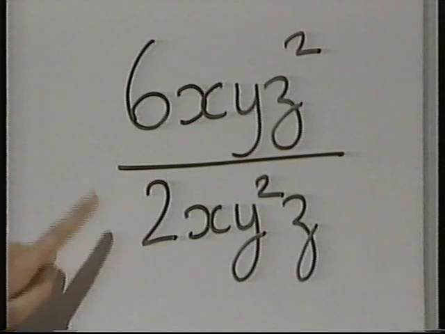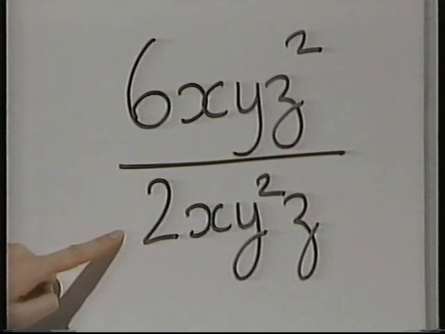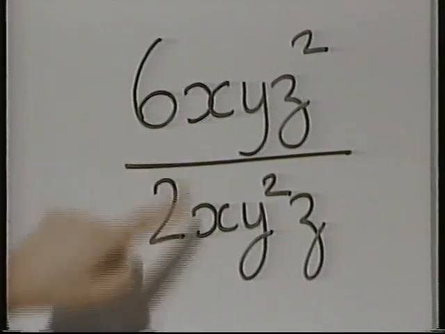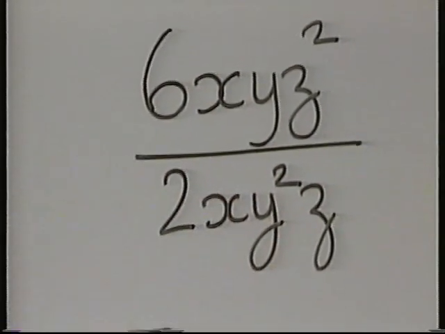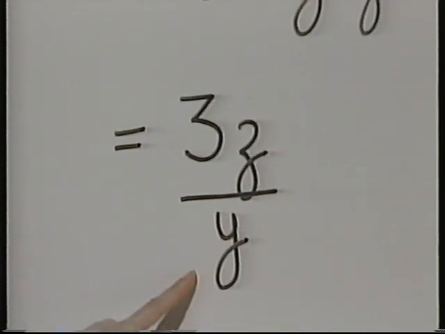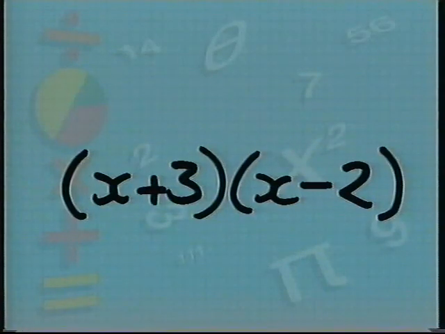6xyz squared divided by 2xy squared z. You can cancel a 2 and a 2, x, y, y, z, z, and that gives you the answer 3z over y. There may be brackets around some terms, and you might need to multiply them out. Remember that each term in one bracket multiplies each term in the other.